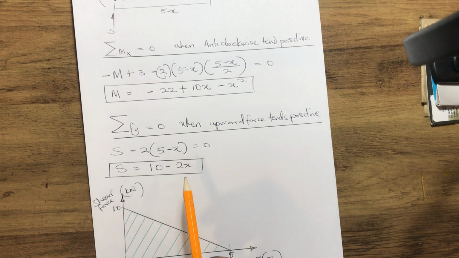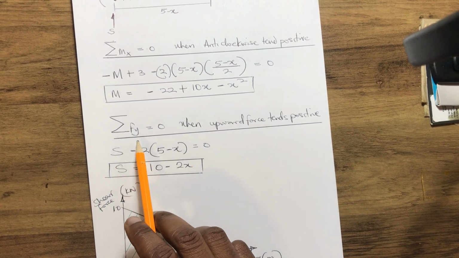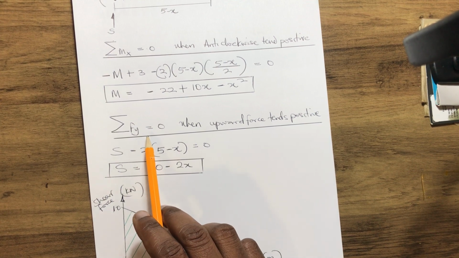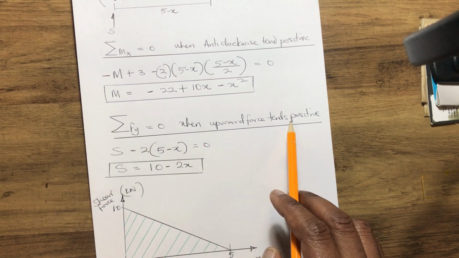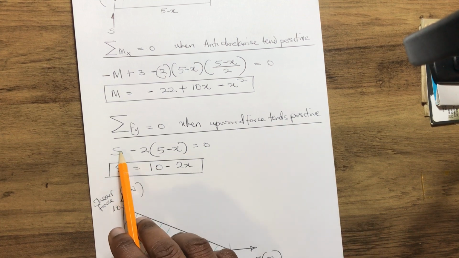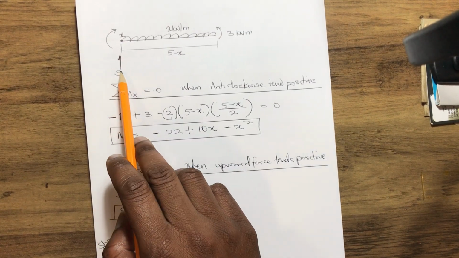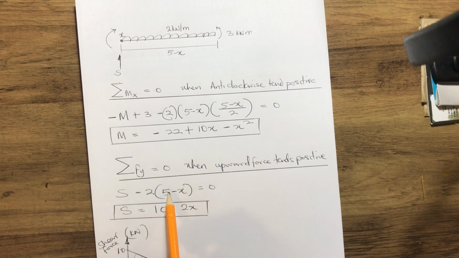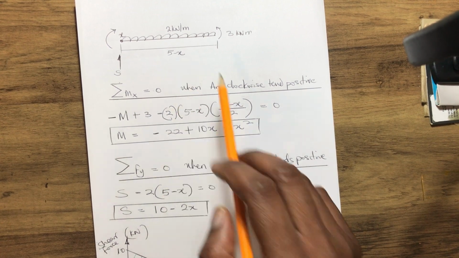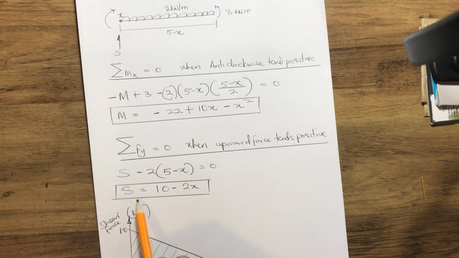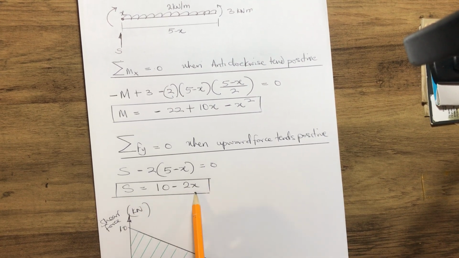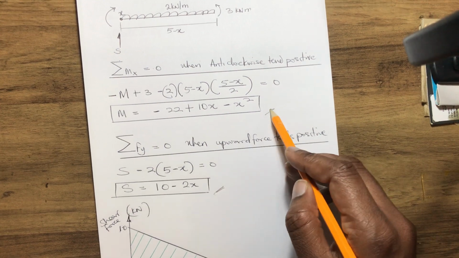Now let us assume again the summation of the vertical forces, with the upward forces taken as positive. Therefore our shear force, which is pointing upward, gives S minus 2 multiplied by (5 minus x), which is the distance, equals 0. So if we simplify this, our S equals 10 minus 2x.